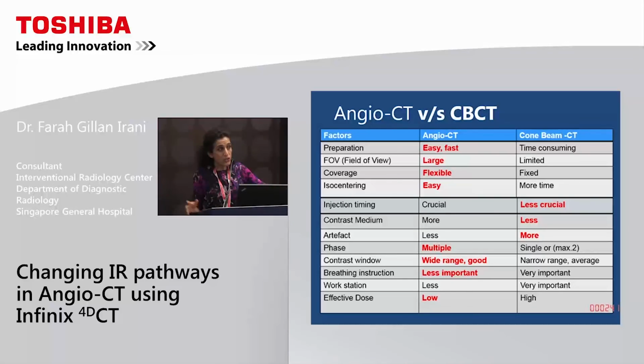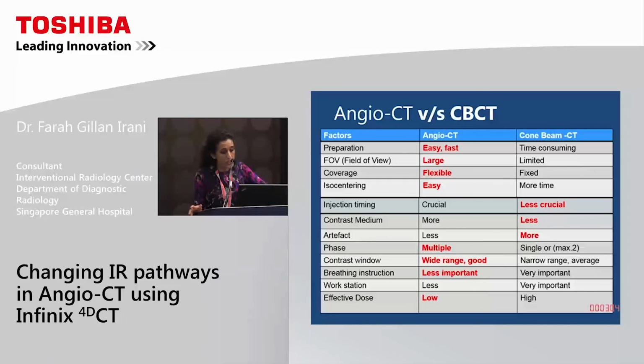In Angio CT, your coverage is very flexible. You can have a long coverage, you can have a short coverage, however you want, whereas with cone beam CT, it's fixed. Isocentering in Angio CT is very easy. Cone beam CT is more difficult to isocenter. However, your injection timing is very, very crucial with the Angio CT. You need to time your injection very correctly, whereas in cone beam CT, it's more forgiving.